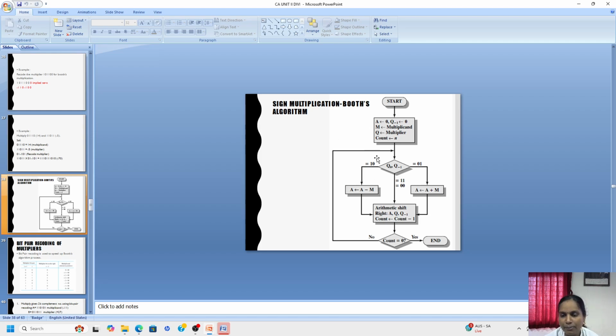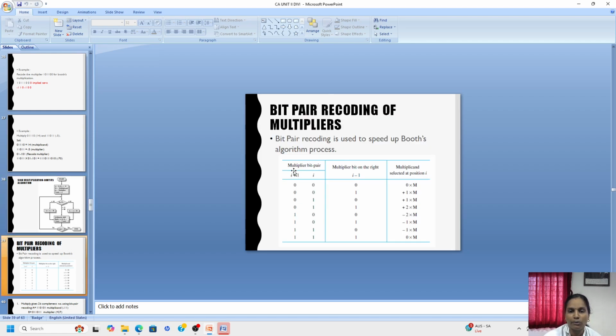This is Booth multiplication. For this, you need to check the Q0 and Q minus 1 values. If Q0 and Q minus 1 are 1, 0, you perform the subtraction. If it is 0, 1, you perform the addition. After completion, if it is 1, 1 or 0, 0, you can directly perform the shifting operation. These steps are repeated until the final step. If the count value becomes 0, the process is completed. When the multiplication is completed, you will get a product value.